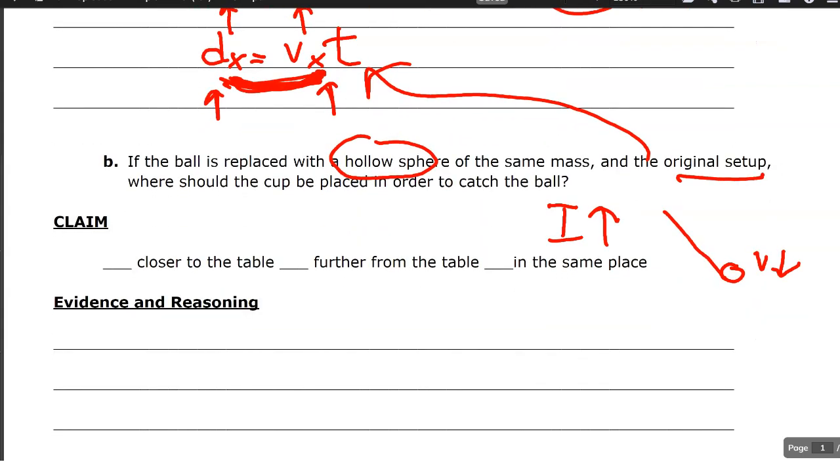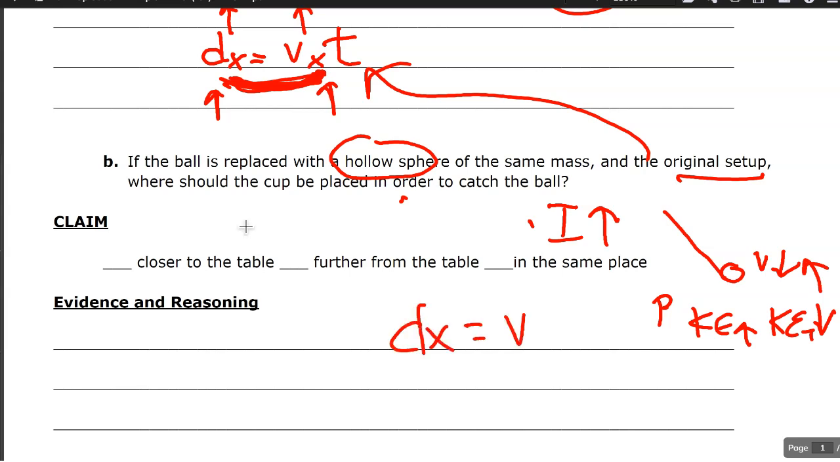So once again, you've got to give me the physics. Hollow sphere has a greater moment of inertia, which means it's more difficult to rotate, which means that you could also say that since its rotational KE would be greater, its translational KE would be smaller, so the v would go down, and since dx equals vx, the horizontal distance is directly related to the horizontal velocity. If your horizontal velocity goes down, you expect the dx to go down.